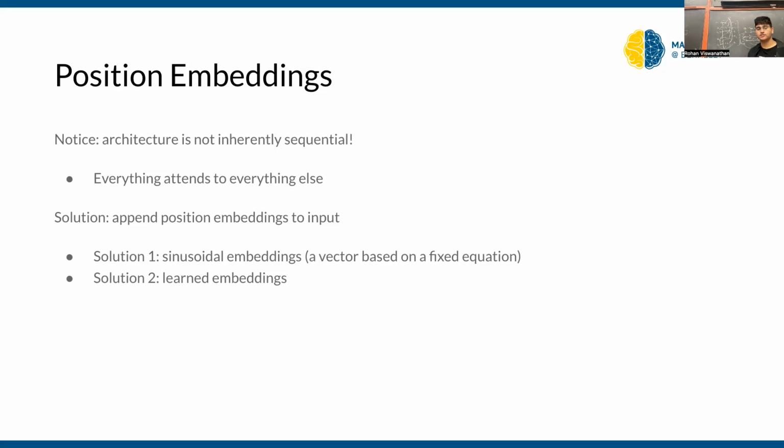There are a couple of solutions to this. Sinusoidal embeddings: you have a fixed equation that you generate a position vector from, depending on other combinations of features that you have, and this is a very simple formula. Or you can have learned embeddings, where you're learning the position of certain words in a sentence and using those to make informed decisions.